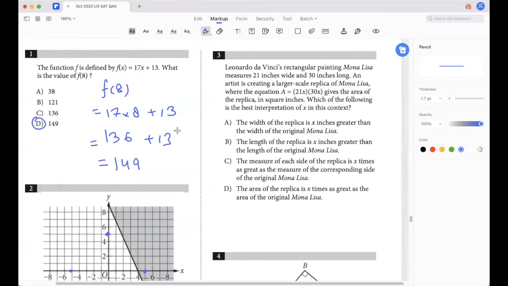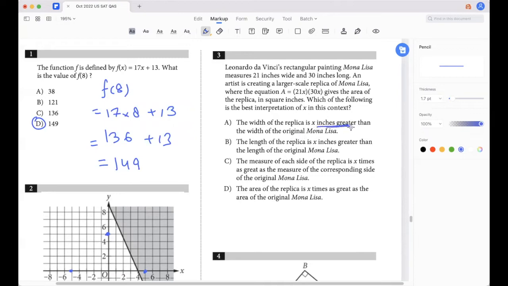Leonardo da Vinci's rectangular painting Mona Lisa measures 21 inches wide and 30 inches long. An artist is creating a larger scale replica of Mona Lisa where this equation gives the area of the replica in square inches. Which of the following is the best interpretation of x in this context? So this is the factor by which there is a difference between the original painting and the artistic recreation. So the width of the replica is x inches greater than the width of the original Mona Lisa.